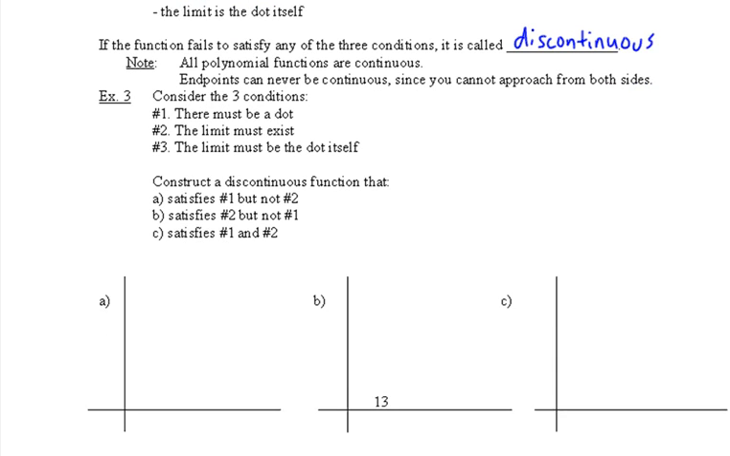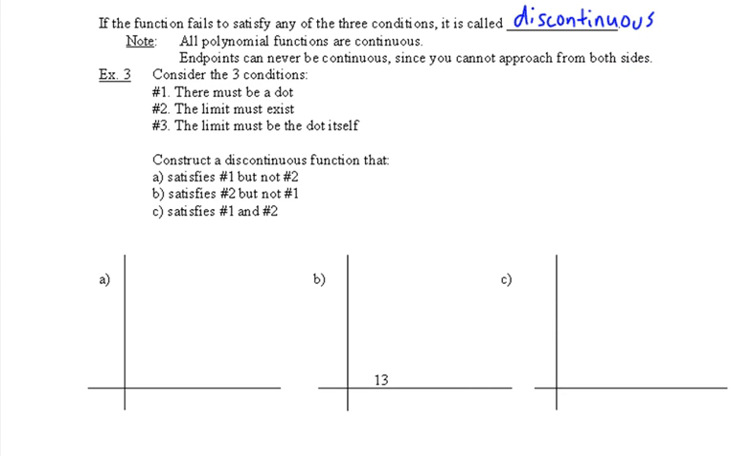Okay, so let's draw 3 different conditions. First, satisfies 1 but not 2. Okay, so there must be a dot, but the limit doesn't exist. It's a steppy thing. Okay, so here's an example of that first one. The dot exists, right? The point exists at A, so we'll call this A. But does the limit exist? No. Why? It goes to different steps from both sides, approaching different things.